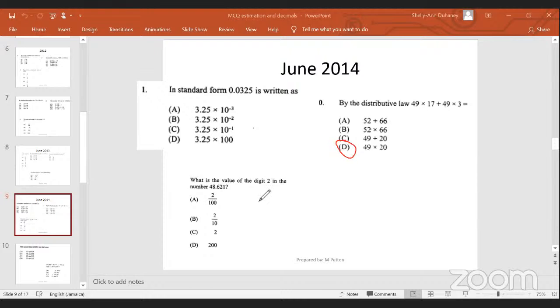All right, what is the value of digit 2 in the number 48.621? Behind the decimal point, the first number is what? Tenths. Then we have what? Hundredths. Good. So this 2 is what? Hundredths. Therefore, what would be the answer? A.